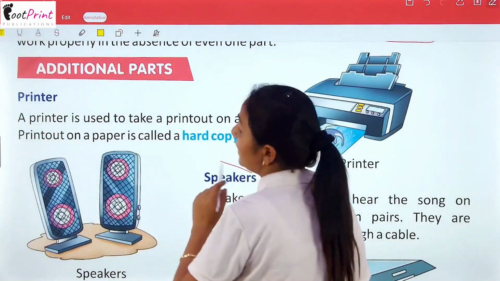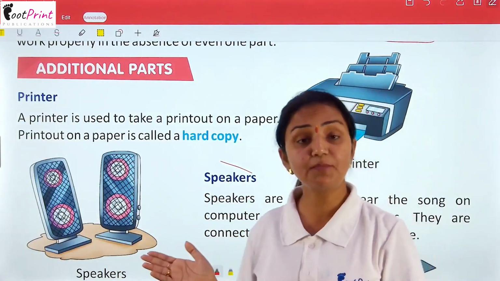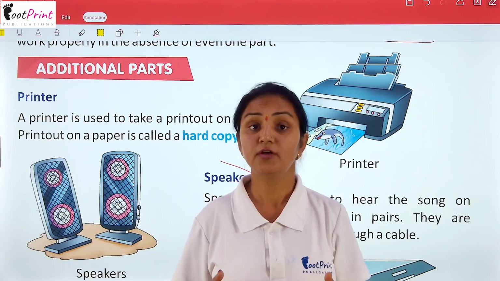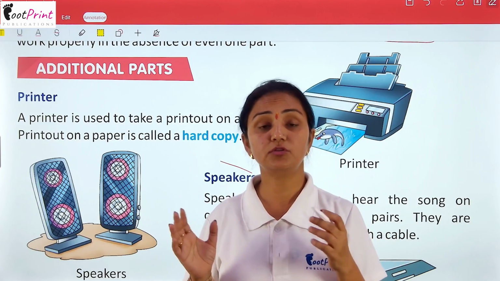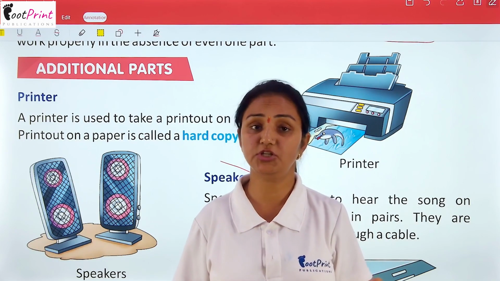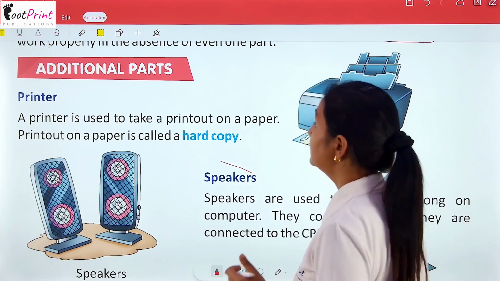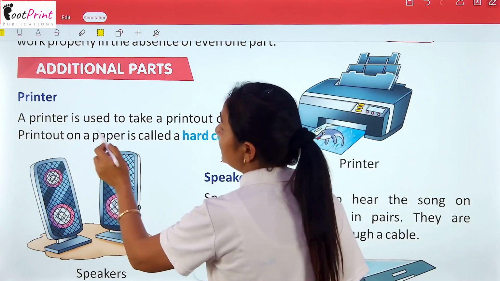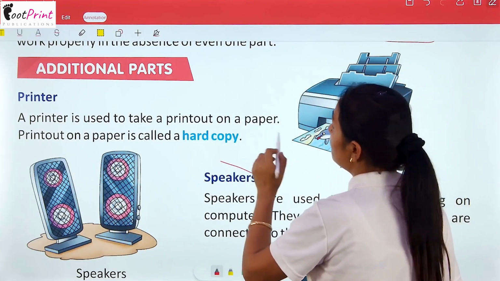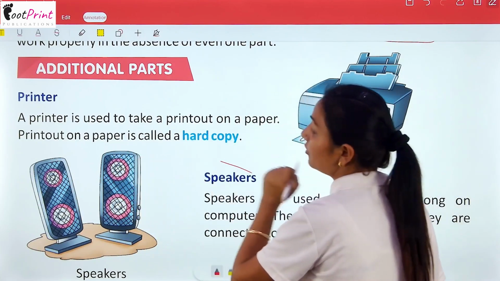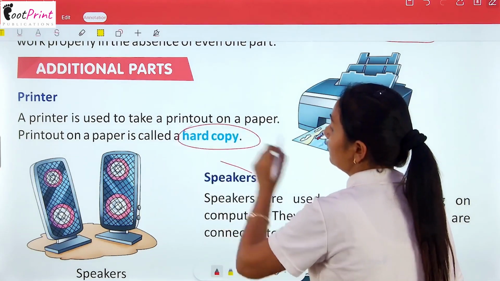Next, additional parts. Now these are the additional parts of your computer. If you purchase them, they will give you the most efficient work. Next, printer. A printer is used to take a printout on a paper. Printout on a paper is called hard copy.